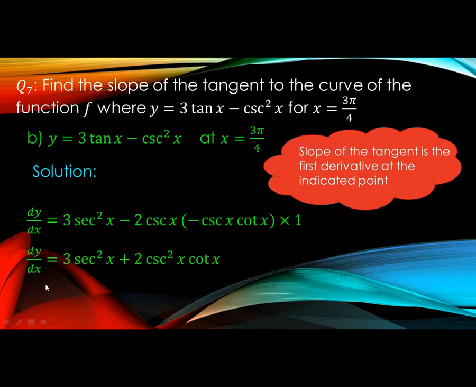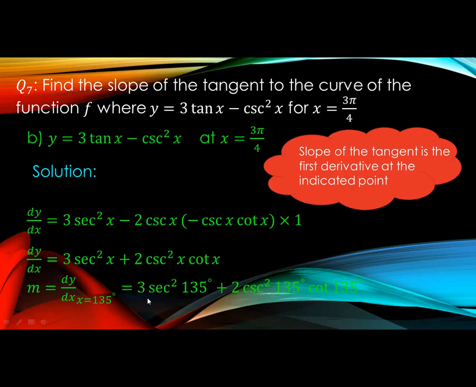dy by dx equals 3 sec squared x plus 2 cosec squared x cotan x. It is the final result for the first derivative of the given function. To find the slope, we label it by letter m, and we know the slope is the numerical value of the first derivative at x equals 3 pi over 4 in radian measure, that is equivalent to 135 degrees.